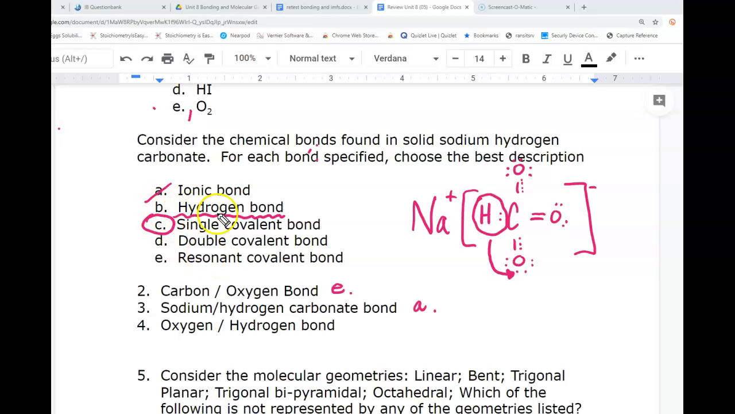So our choice is really hydrogen bond or single covalent bond. Because they're talking about the hydrogen to oxygen bond, that actual physical bond, I think the best answer here is C. You can argue that between molecules of hydrogen carbonate, there would be hydrogen bonding, but within the molecule itself, there is not hydrogen bonding. Hydrogen bonding, remember, is a force of attraction between two different molecules. So those would be your correct answers there.